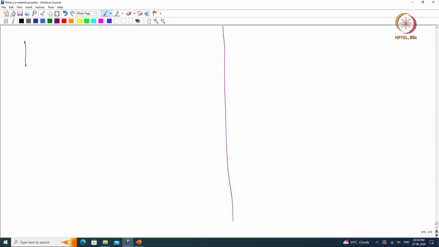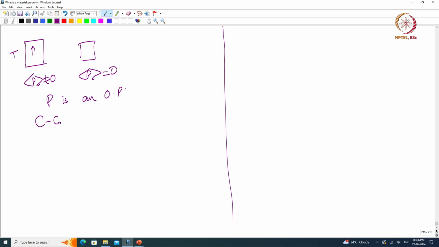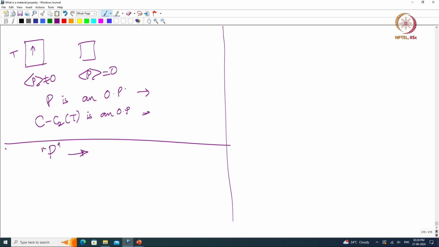For example, again if I go back to tetragonal to cubic phase, I am going from an average polarization which is non-zero to an average polarization which is 0. So, polarization is an order parameter, but so also the C minus C2 of T is an order parameter. So, I can have multiple order parameters, it depends on what I want to see and what I want to define. So, in just a simple dielectric system, let us consider P to be my order parameter. The case in study here is P is the order parameter.